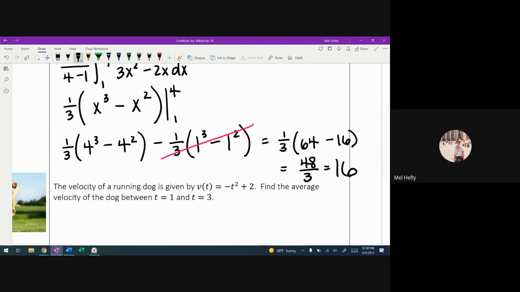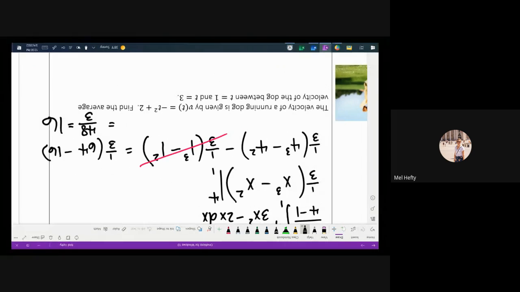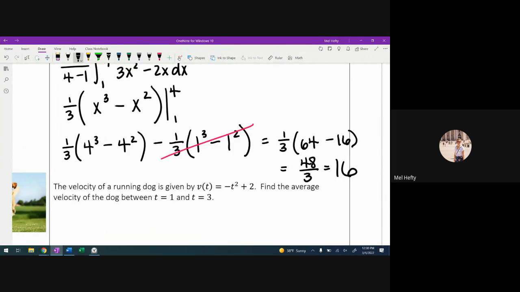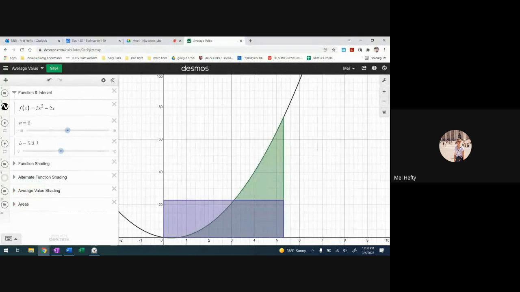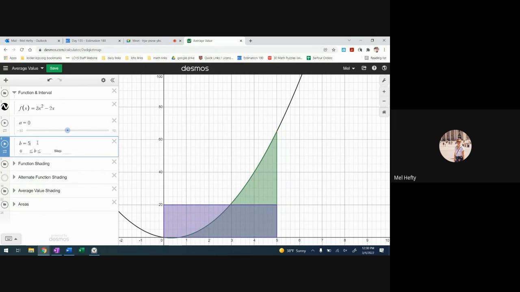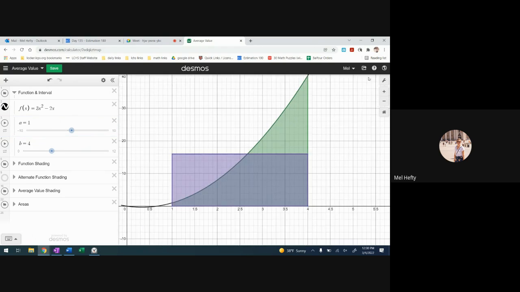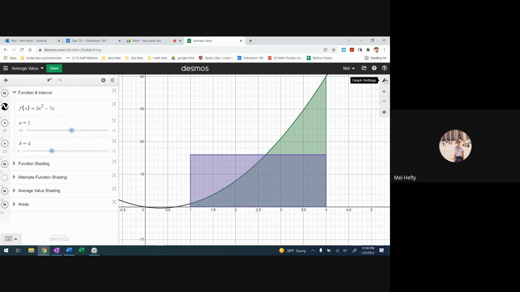16. So let's connect back to this graph because this is the one I have graphed. What does that mean? It means on average, if I look at this function 3x squared minus 2x on the interval 1 to 4, on average, it is about 16 tall. So let's get this back to 4 and get this to 1. We zoom in a little bit. It looks like it would be exactly 16.